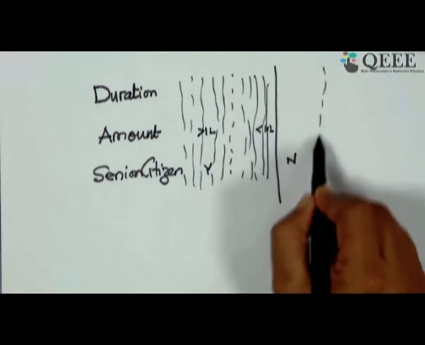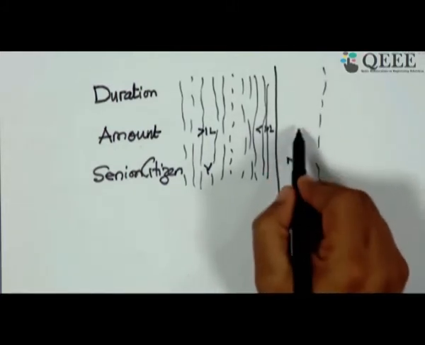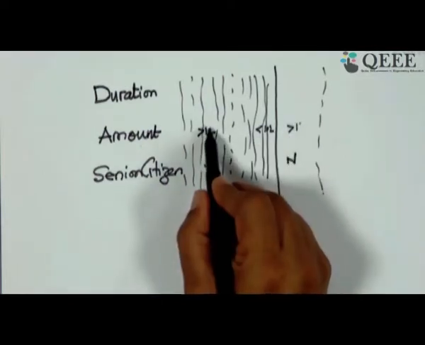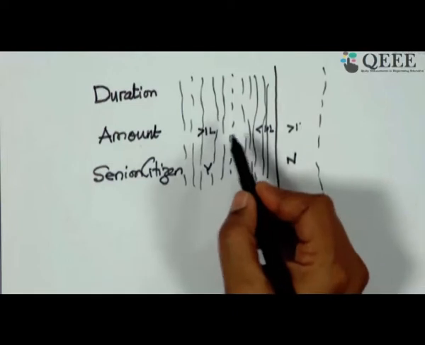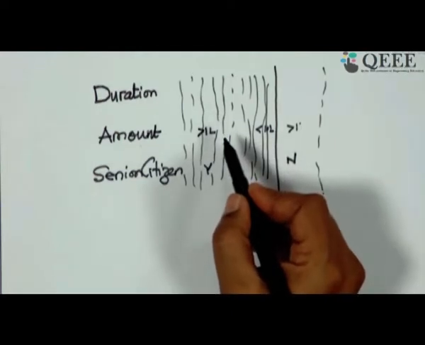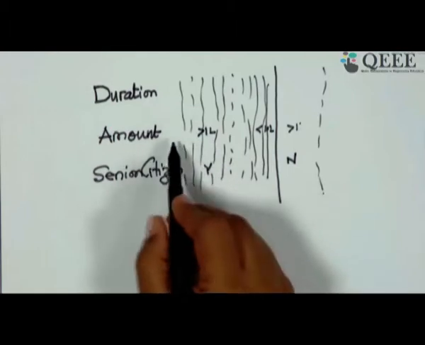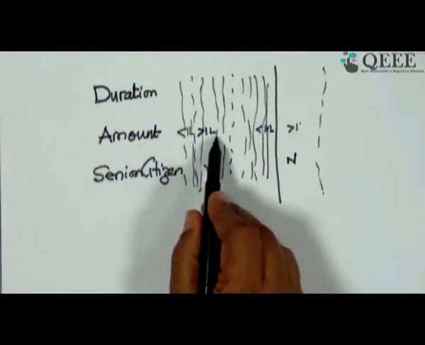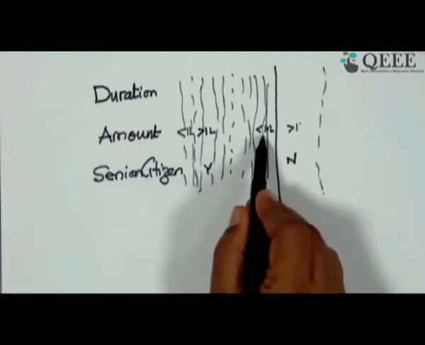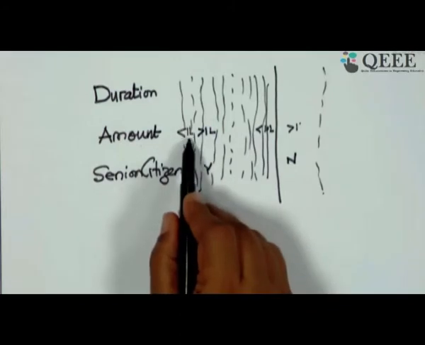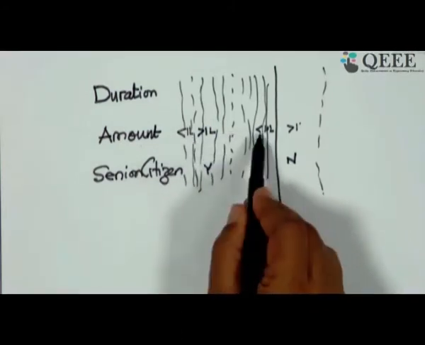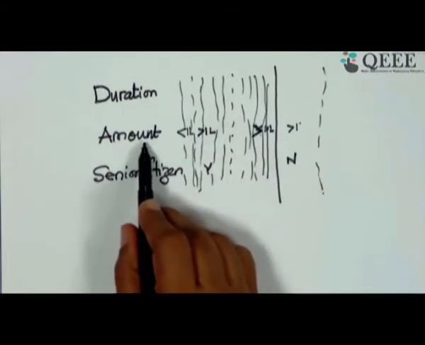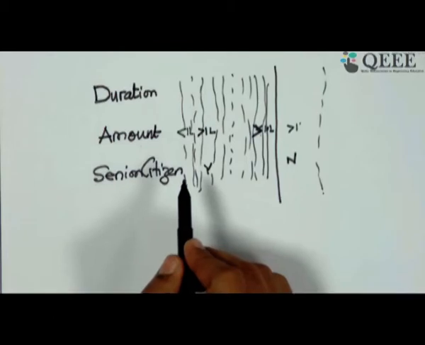Similarly, when it is not a senior citizen, we should also have the amount conditions. There are three things, right? Amount is less than 1 lakh, greater than 1 lakh but less than 10 lakh, and more than 10 lakh. So these are the three possible variations of the amount based on which the outcome will vary.